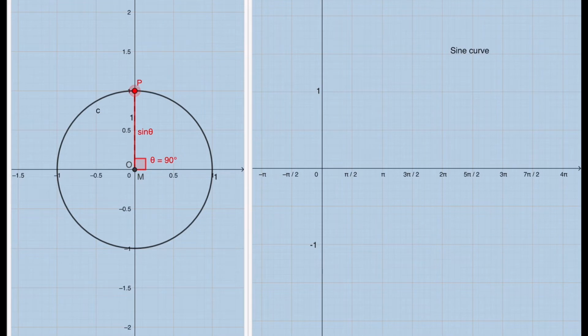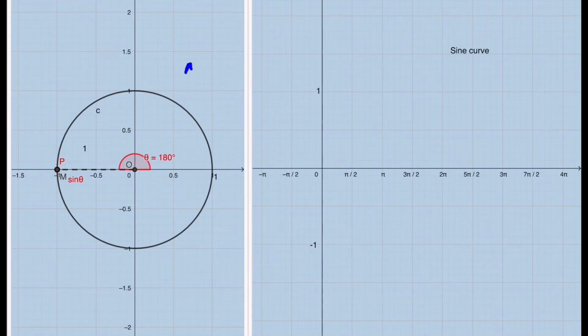And in the second quadrant, sin theta decreases. Look at the red line. It decreases and it becomes 0 when theta is equal to 180. Therefore, in the second quadrant, sin theta decreases from 1 to 0.